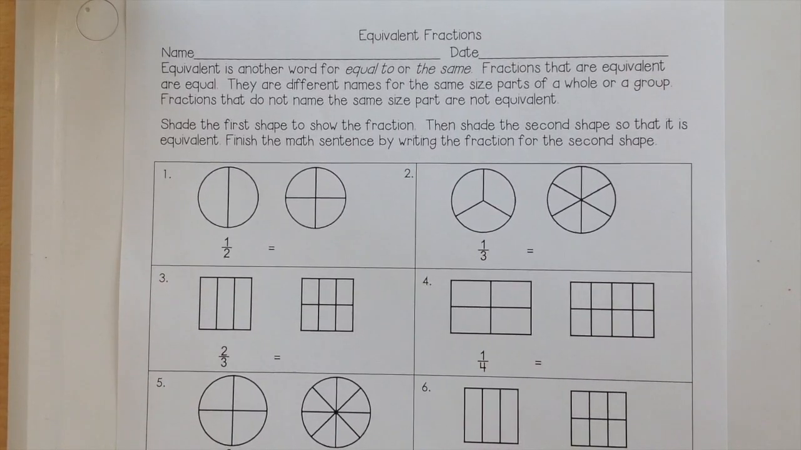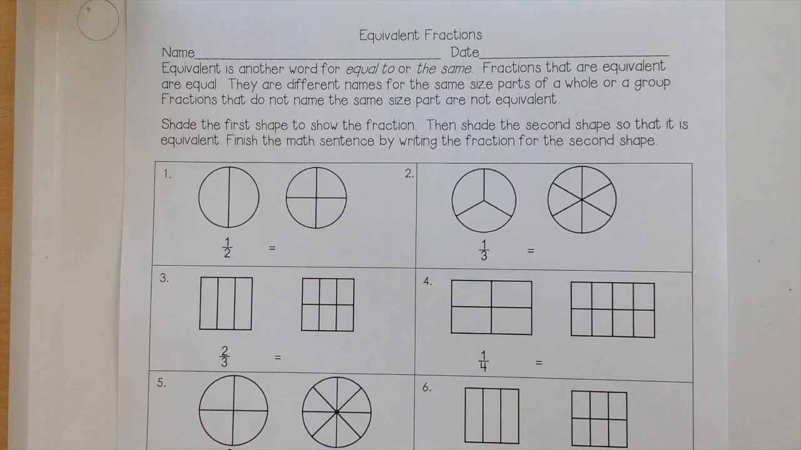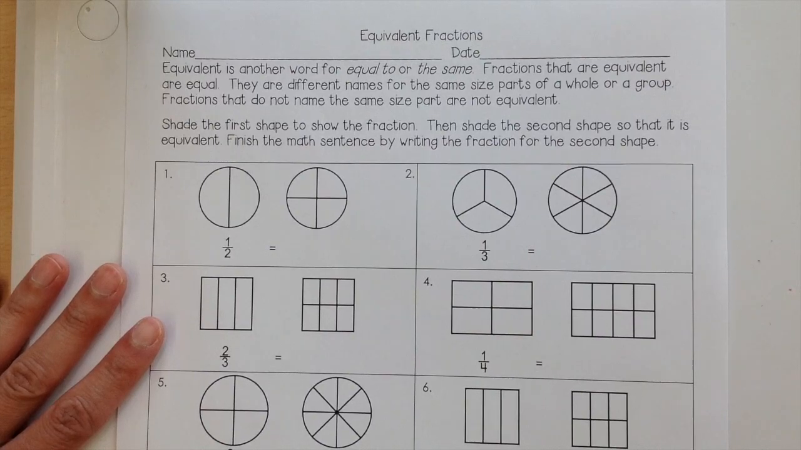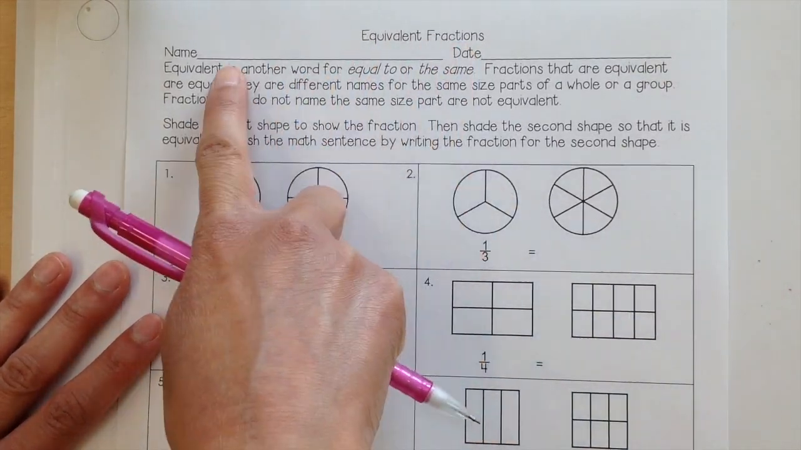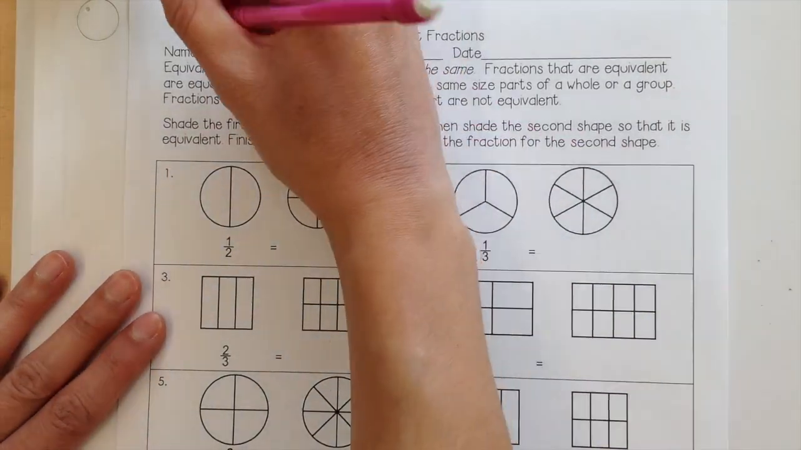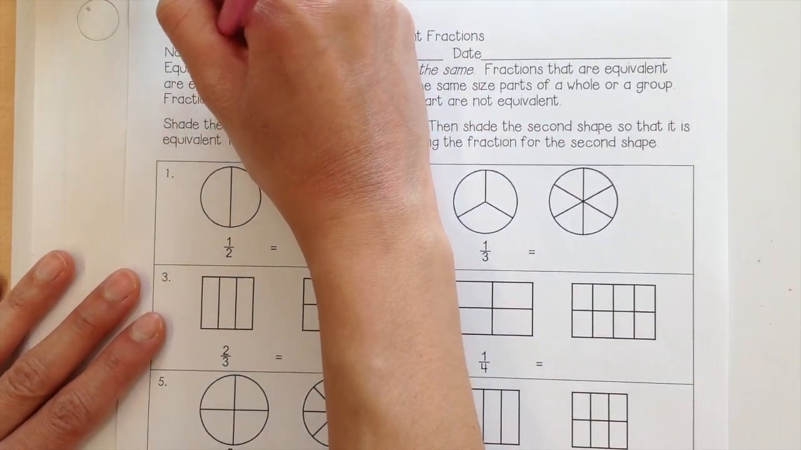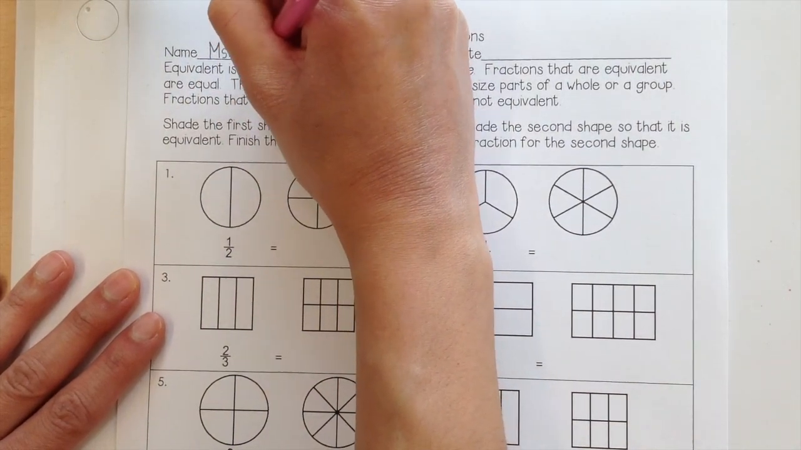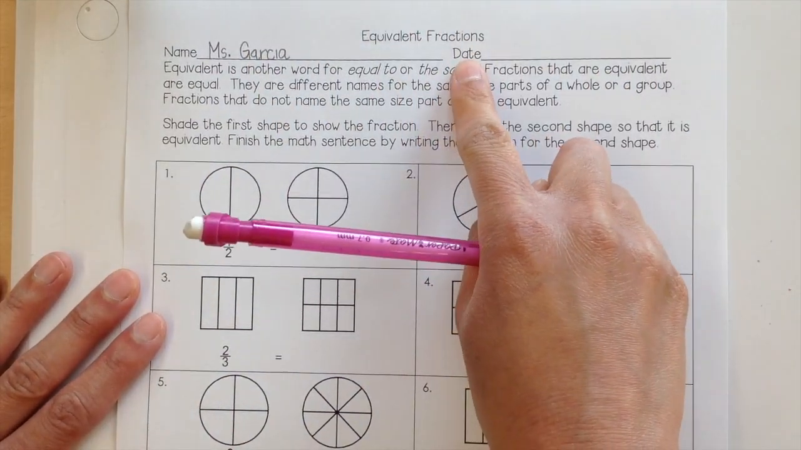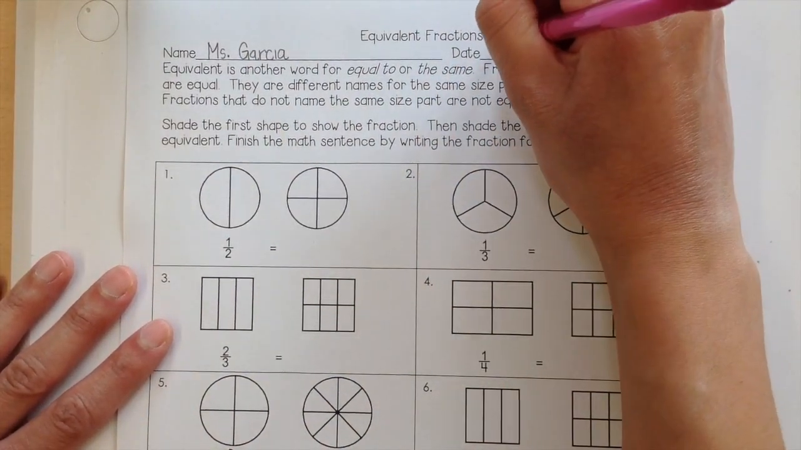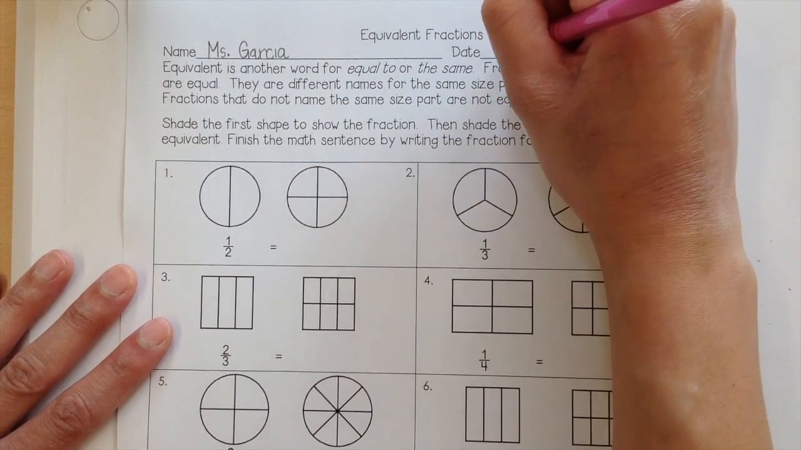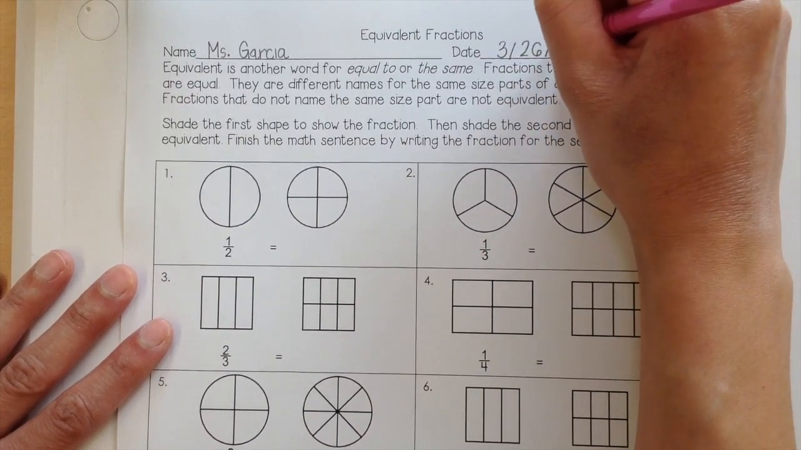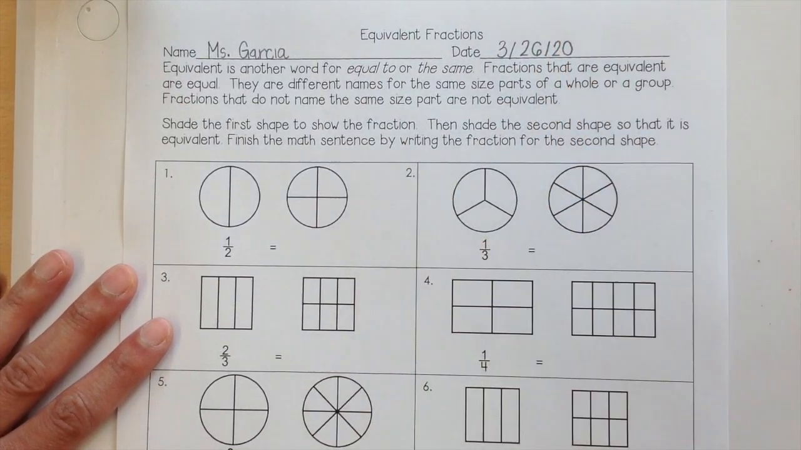All right, so I'm going to model a couple of problems for you before you get started with your independent practice task today. So you guys are going to get a copy of a worksheet that looks just like this. It's called Equivalent Fractions. At the top, it has a spot for your name. So you're going to, as usual, begin with a worksheet by writing your name. And then on the right side, it also has a spot for the date. So today's date is actually March 26th, 2020. So you're going to write in the date too.